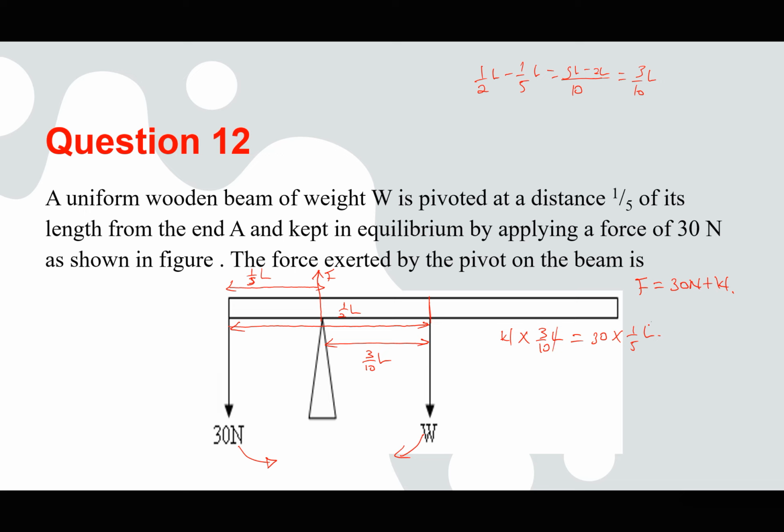So L cancels out, of course, and making W the subject, W is going to be 30 divided by 5, that is 6, times 10 divided by 3, which gives us, I think, 20 newtons. So it means that F is going to be 30 plus 20, which is equal to 50 newtons. So F is going to be 50 newtons. I hope I subtracted correctly. A half. Yeah, that is correct.